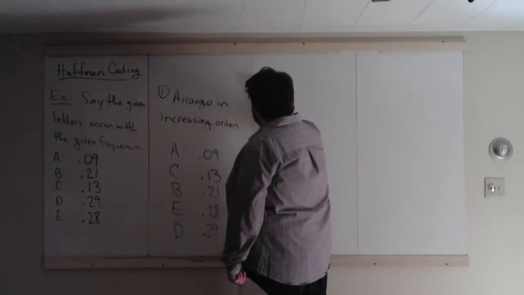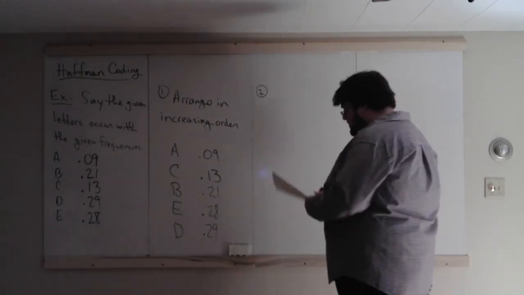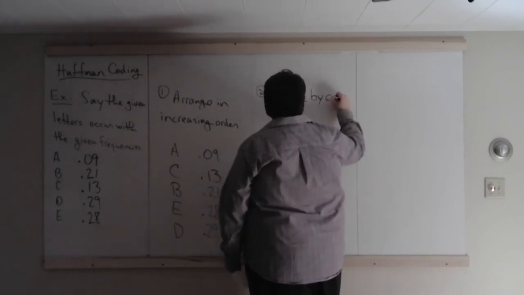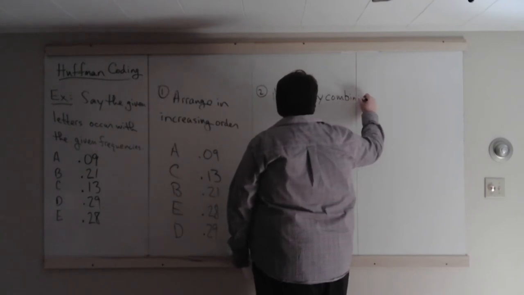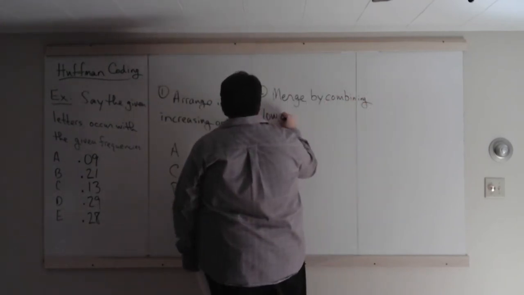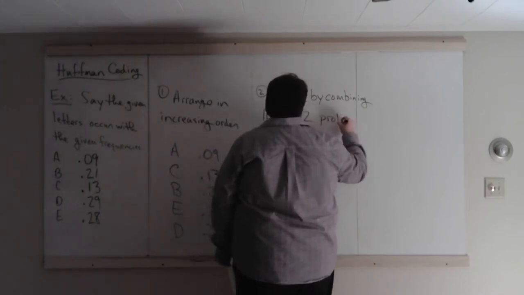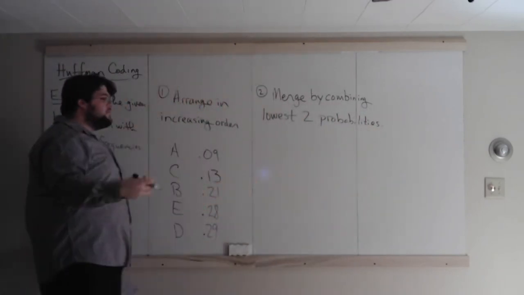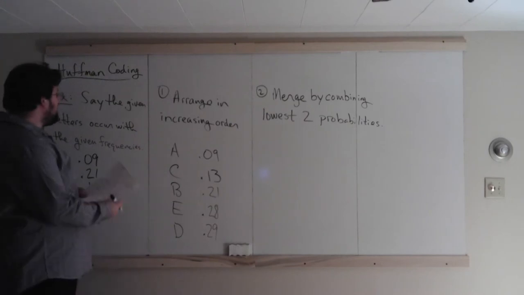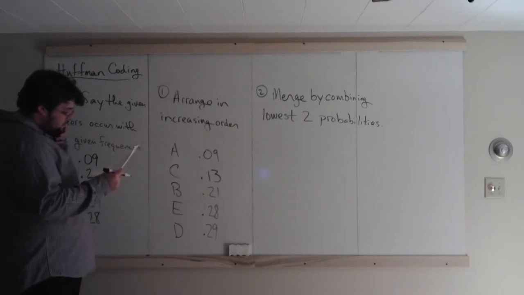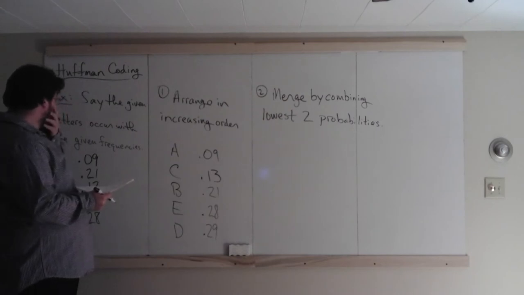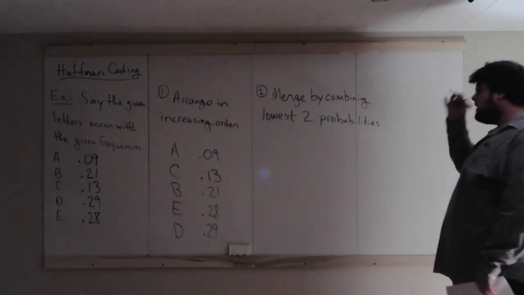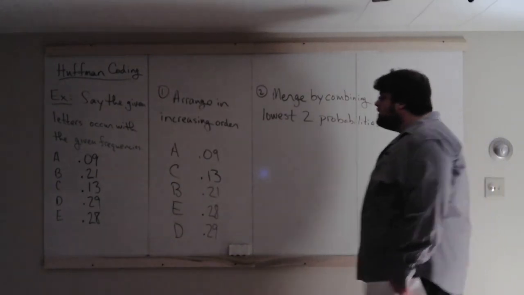And the next thing we're going to do, actually describing the next step in words would take like 3 or 4 sentences. So I'm just going to say merge by combining lowest two probabilities. And we're going to do that until everything is combined. And we'll see what we mean when I write these steps out. Are these all going to fit? How many steps are there? 4 steps. Okay. Well, let's do this. This is probably not going to fit on one board, which is unfortunate, but that's okay.